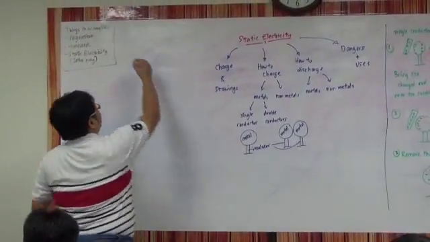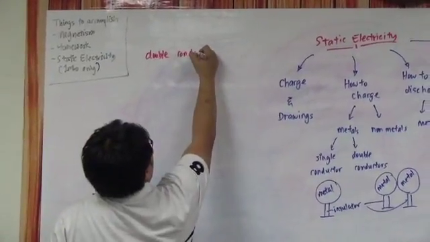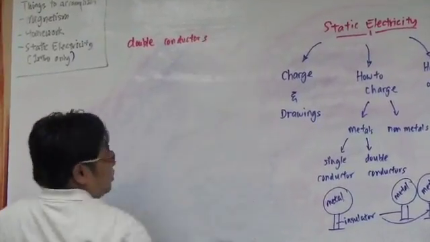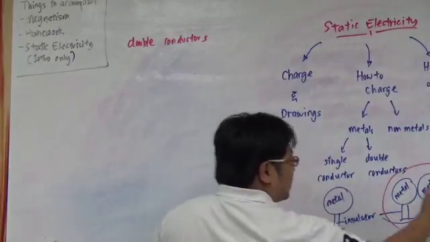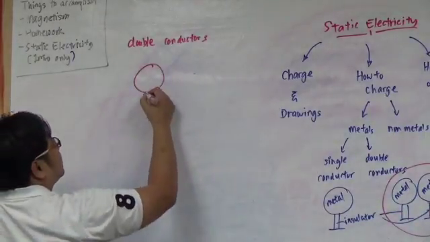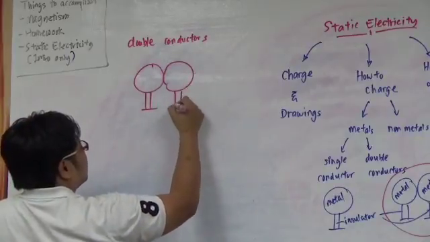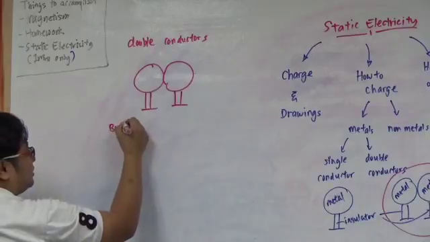The next is how do you charge a double conductor? What does that mean? Two conductors. How do you charge two conductors at the same time? So you bring the charged conductor.